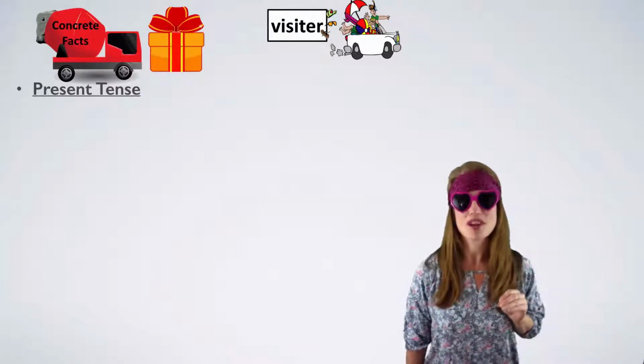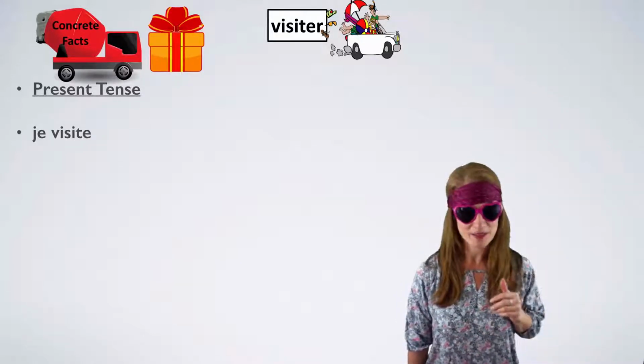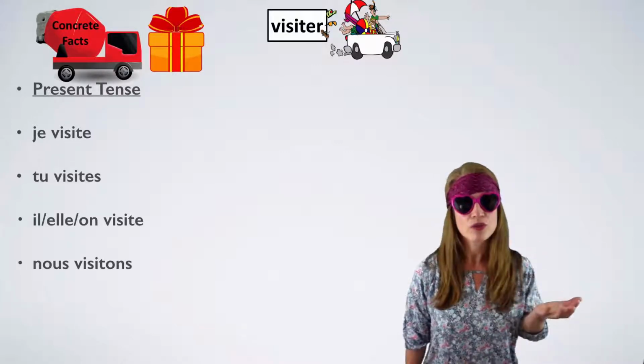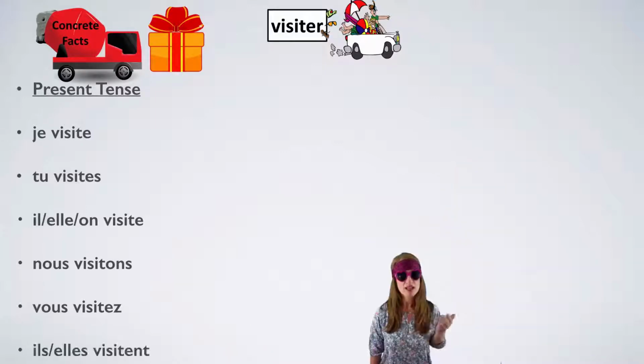Mood. Present tense. Je visite. Tu visites. Il, elle, on visite. Nous visitons. Vous visitez. Ils, elles visitent. So regular ER verbs, that is how we conjugate it in the present tense.